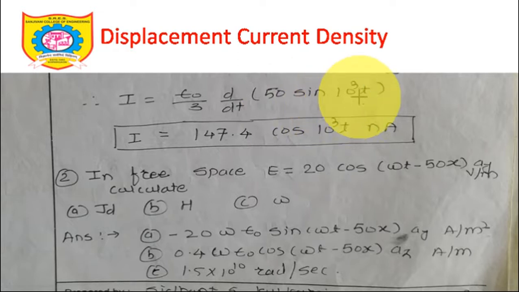Derivative of sin 10 raised to 3t will be cos 10 raised to 3t into 10 raised to 3, and that's why we got this value, final value of the current flowing through the capacitor as 147.4 cos of 10 raised to 3t nanoamperes. Okay, 10 raised to minus 9. You just try to solve it once again and get the answer. I hope your answer should be matching with my answer because I solved it by using a calculator as usual.